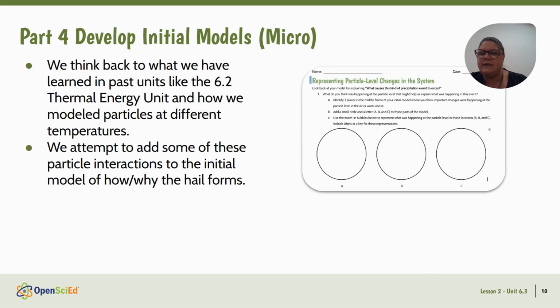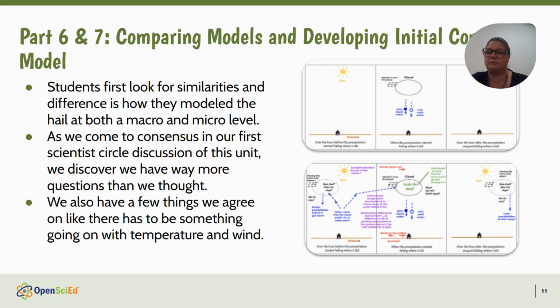In part 4, they're thinking back to things that we know from the thermal energy unit about particle motion, and how might some of the particles in different places in the model look differently or move differently, and why. So we pick some specific places in our model and add that deeper layer of thinking to our initial models. Part 6 and 7, students compare their models and look for and mark some similarities and differences between their model and a partner's model.